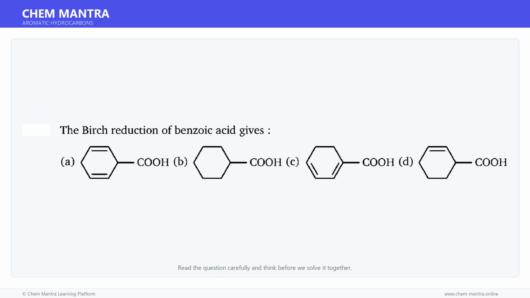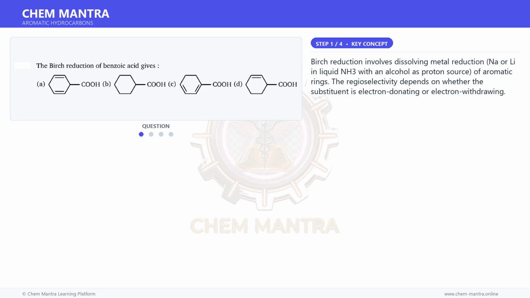Here is a question. Read it carefully and think about the answer. Let us solve it step by step. Let us first understand the key concept here. Birch reduction involves dissolving metal reduction, here in liquid NH3 with an alcohol as proton source, of aromatic rings. The regioselectivity depends on whether the substituent is electron donating or electron withdrawing.